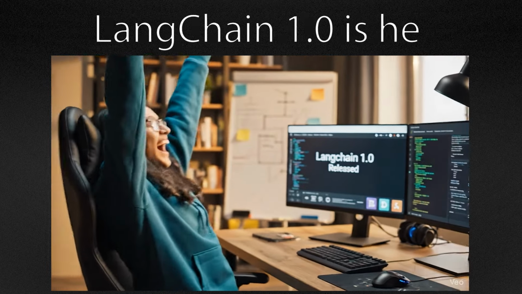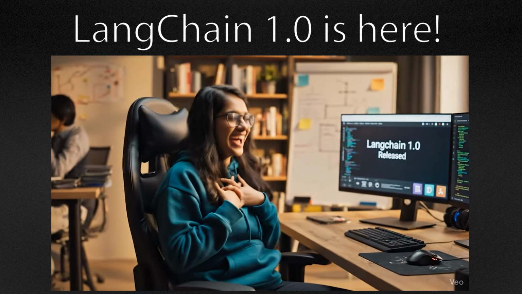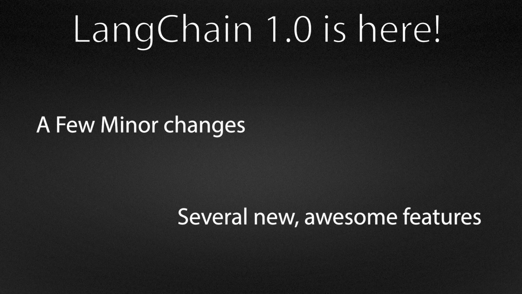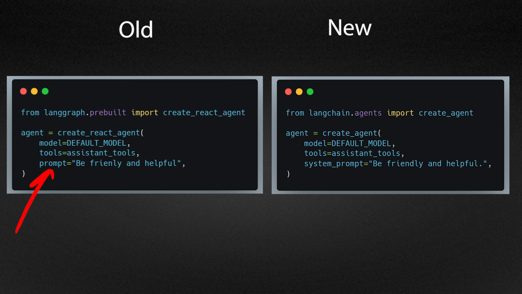LangChain just released its first major version, LangChain 1.0. A few changes or minor syntax tweaks, but there are several exciting additions. First, the prompt parameter in create agent has been renamed to system prompt.